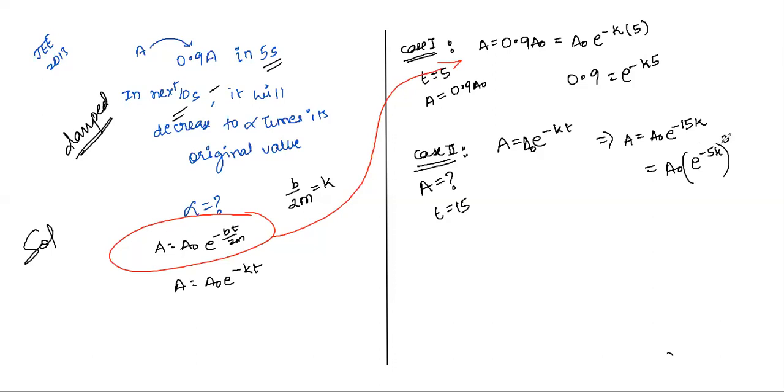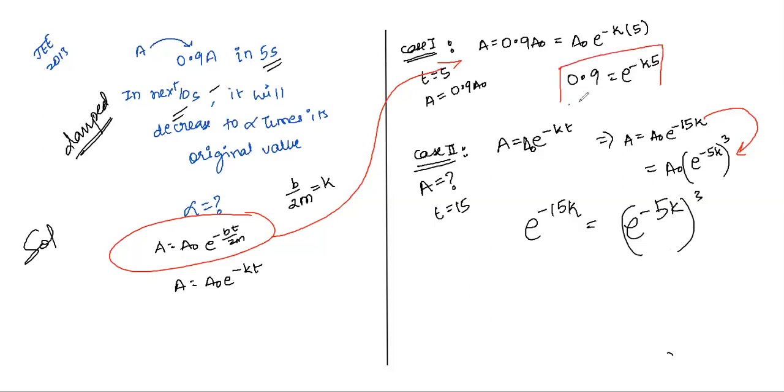Cube of it. See here, e power minus 15k can be written as e power minus 5k to the power 3, right or wrong? Right. So that is the transition that I'm bringing here from the first step to the second one, correct? Now all we have to do is substitute this expression over here to get the answer.